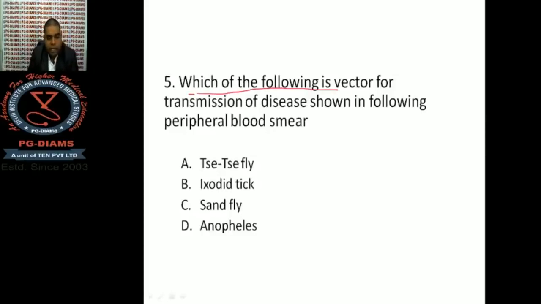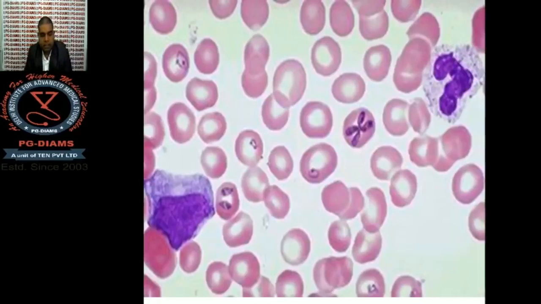Which of the following is vector for transmission of disease shown in the following peripheral blood smear? So first we will have to look at the peripheral blood smear. This is the peripheral blood smear. What is the characteristic feature which you are seeing in this peripheral blood smear? This is what this characteristic feature is known as. This is known as Maltese cross.